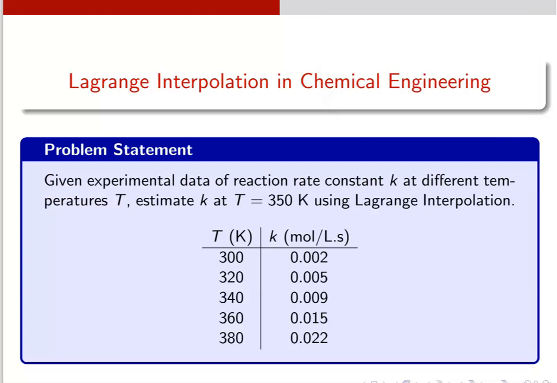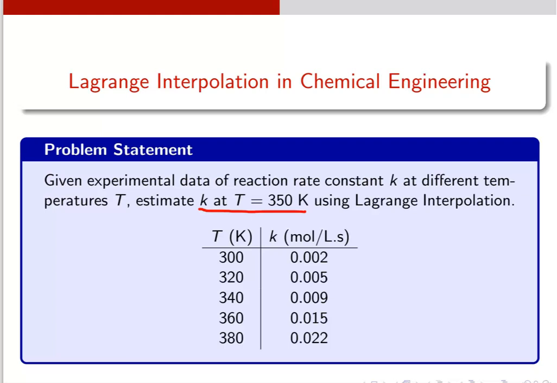Today I am going to talk about Lagrange interpolation. So here is the problem statement. Given experimental data of reaction rate constant K at different temperature T, estimate K at T equal to 350 Kelvin using Lagrange interpolation. So here is the T versus reaction rate constant data. From that we have to calculate K at T equal to 350 Kelvin.